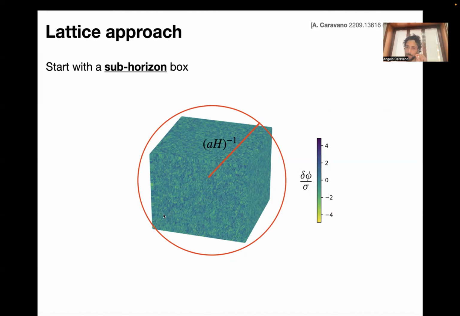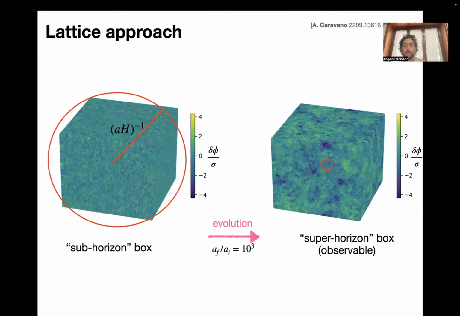So we can initiate the Bunch-Davies vacuum fluctuations, assuming a flat spacetime in this box. Then we use these equations of motion, the nonlinear equation of motion, to evolve this box until it becomes super horizon. Now you see here that the box remains the same because we use co-moving coordinates, and it's the Hubble sphere that is shrinking. And at the end of the simulation, we're going to end up with a super horizon simulation.